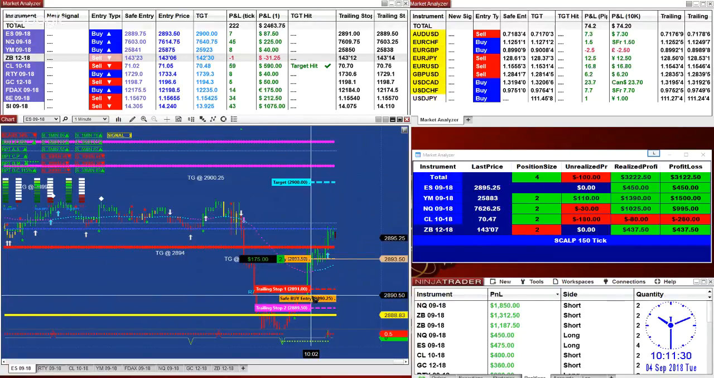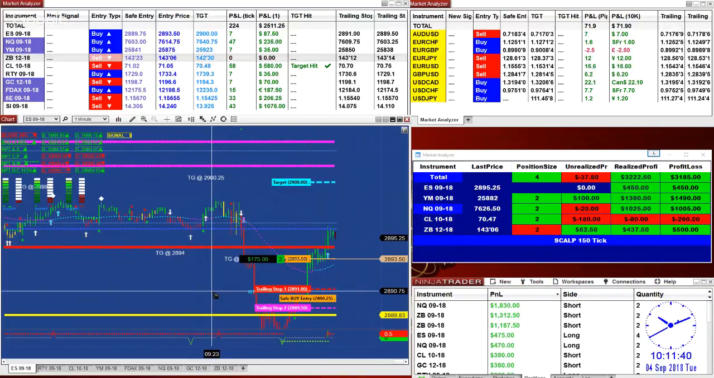You can buy all the auto trades out there. If you don't have the knowledge in this market, you're just wasting your time and getting aggravated. So this is right now the ES.